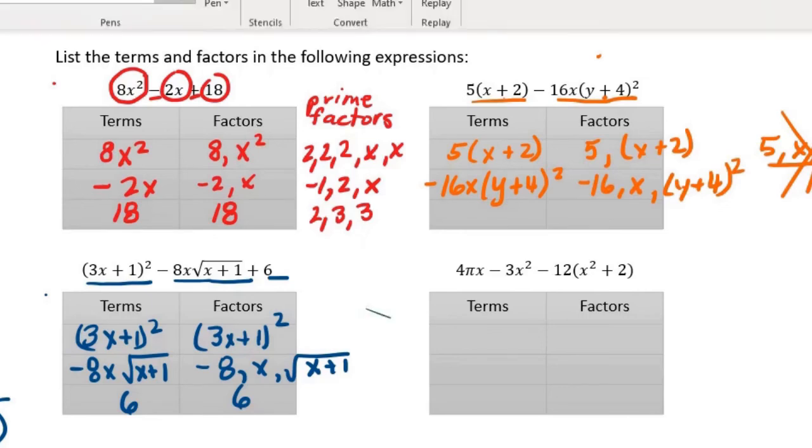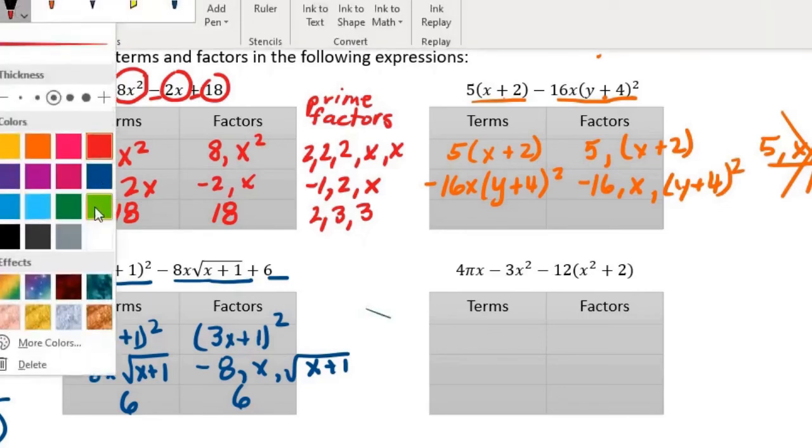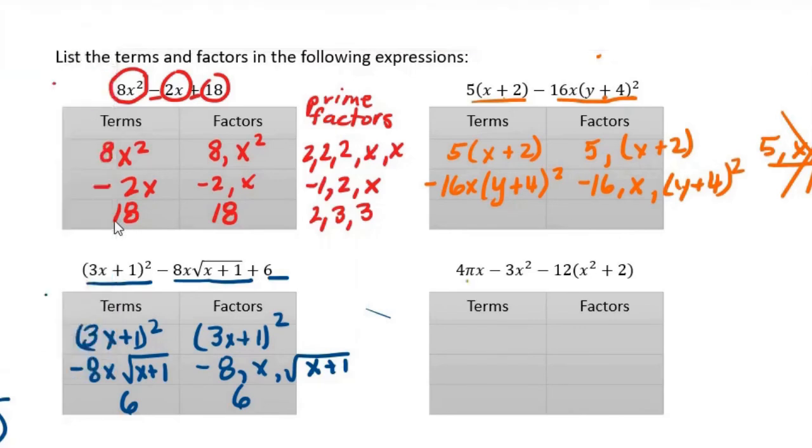Now for this last question, the only thing that's different here is that we have a symbol. We've got a pi in the middle of the first term. It's not a big deal. We've got 4 times pi times x. And again, I'm really just reading off the factors as I say times to indicate that they're multiplied together.